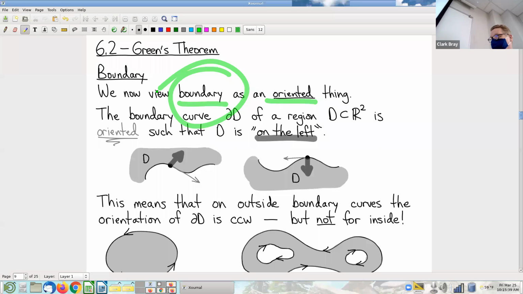Okay, so here's where we were last time. We were talking about Green's theorem. Real quick, I don't want to go through all of the development again, but I want to remind you what the big points were.